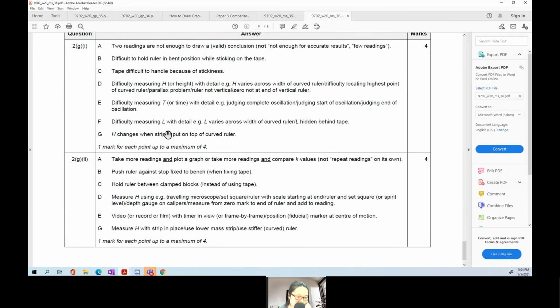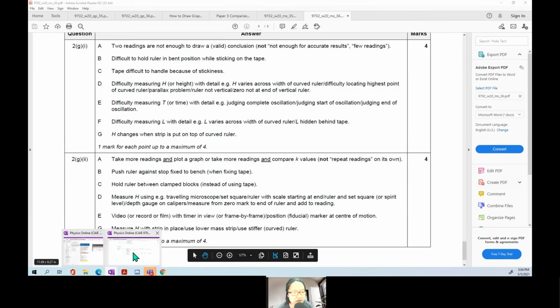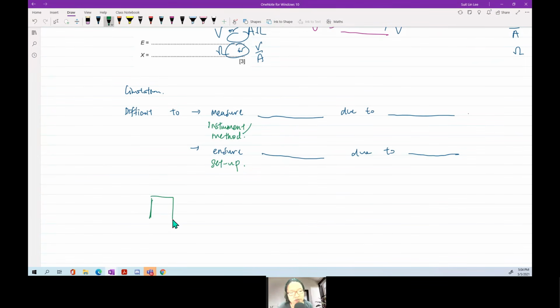Okay, how to improve? So push the ruler against a fixed bench when fixing the tape. Hold the ruler between the clamp blocks instead of using tape. So instead of using tape, we can actually just clamp the box like this. You have a box and then you G-clamp it to the table. You have another box. You G-clamp it to the table. And these two are fixed already. Then you just put the ruler inside.